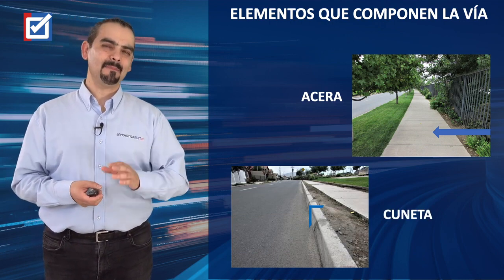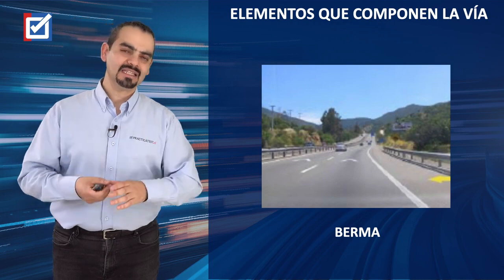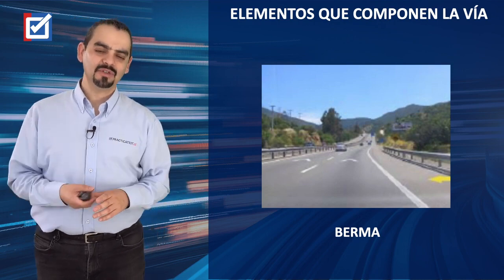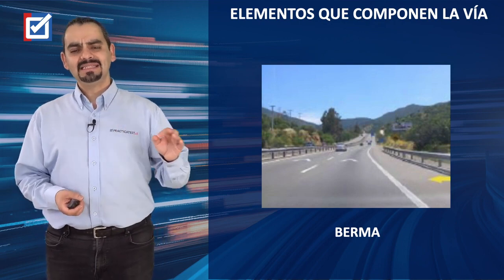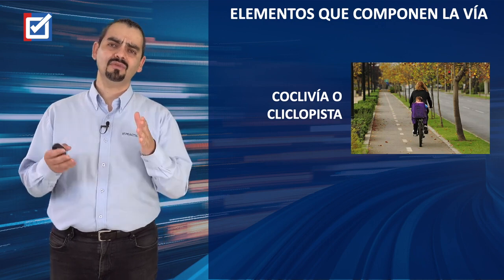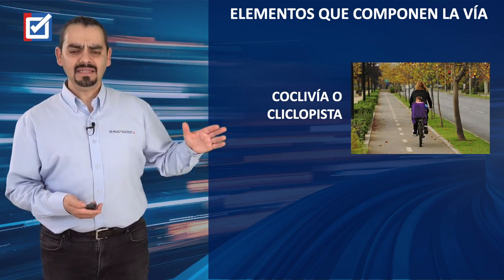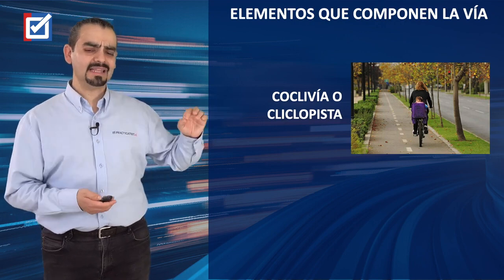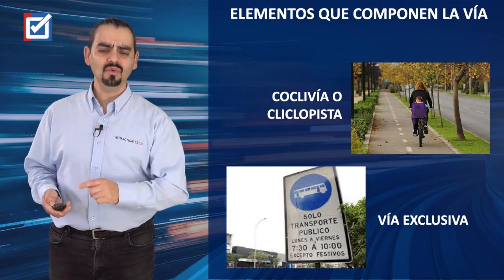Finally, let's think about berma. It is a space, a lateral strip that is not for vehicular traffic and is used a lot on highways, the side that is here in the image. Ciclovia or ciclopista, as it is called in many countries, is a space exclusively for the transit of tricycles and bicycles. And we also have something special that is called exclusive roads, roads intended for the transit of a particular type of vehicle.